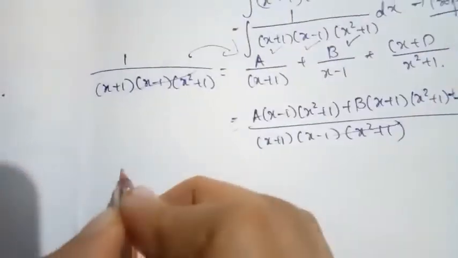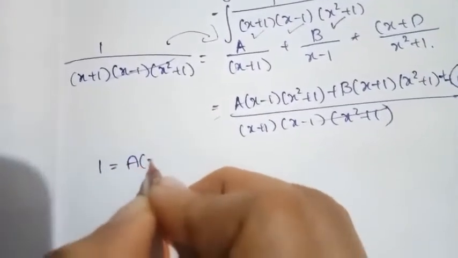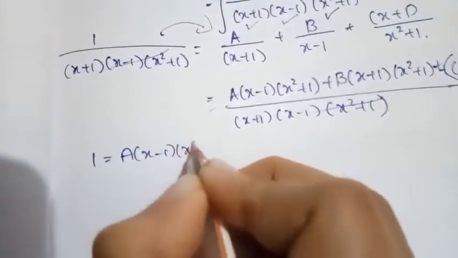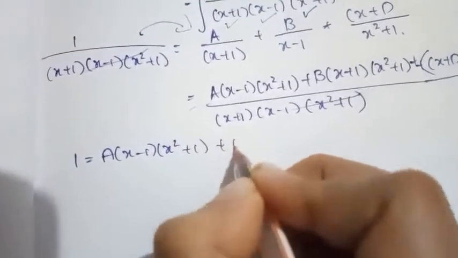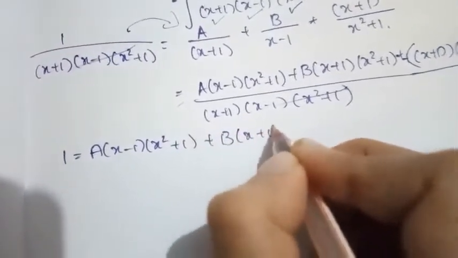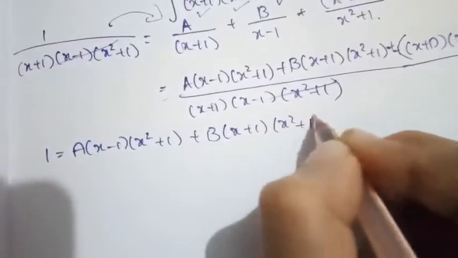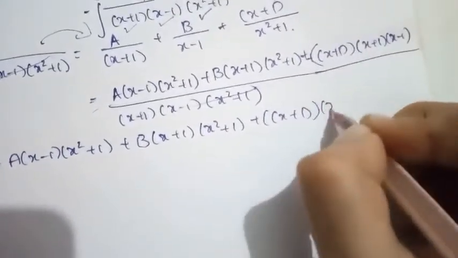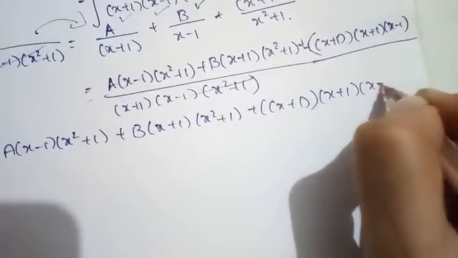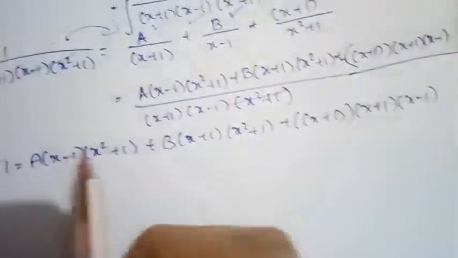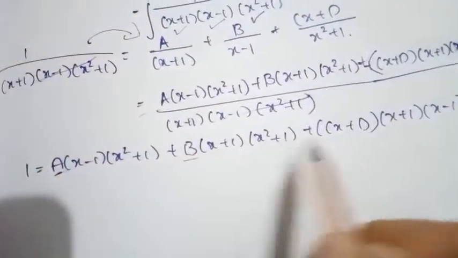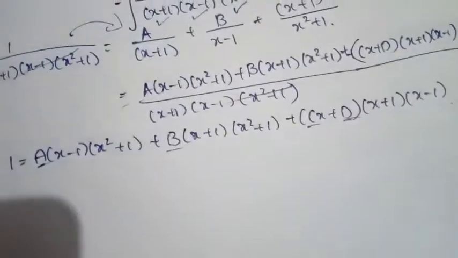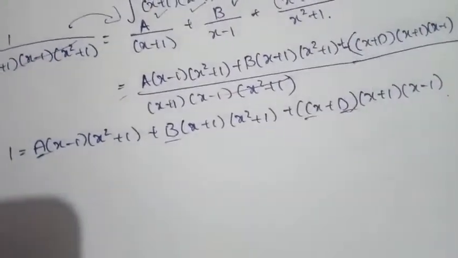Now 1 is equal to a of x minus 1 into x square plus 1, plus b of x plus 1 into x square plus 1, plus cx plus d of x plus 1 into x minus 1. Now we should get the values of a, b, c and d, the four constants.